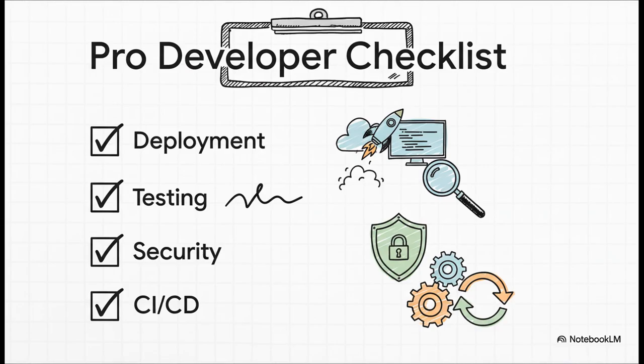This checklist right here, this is what separates the hobbyists from the pros. First, deployment. That's just the fancy word for putting your app on the internet so people can actually use it. Second, testing. You're basically writing code to check your other code. It's how you catch bugs before your users do. Third, security. This is all about building walls to protect your app and your users from bad actors. And finally, CI/CD. It sounds complicated, but it just means automating your testing and deployment so you can release updates faster and more reliably. Mastering these is a total game changer.